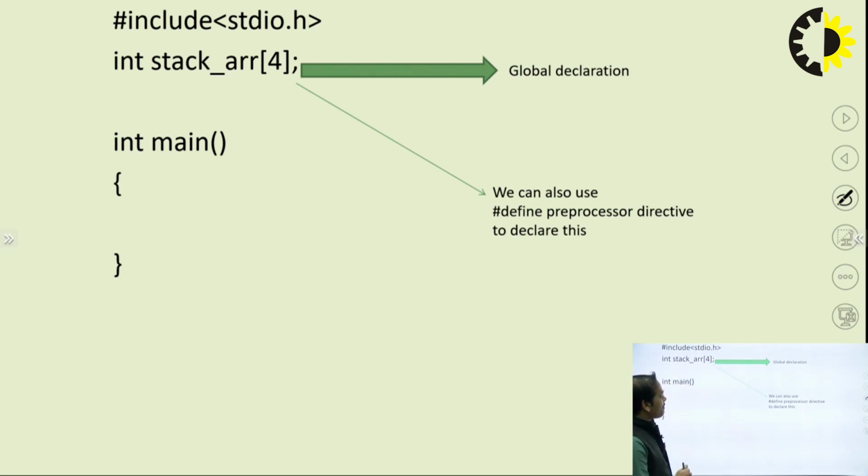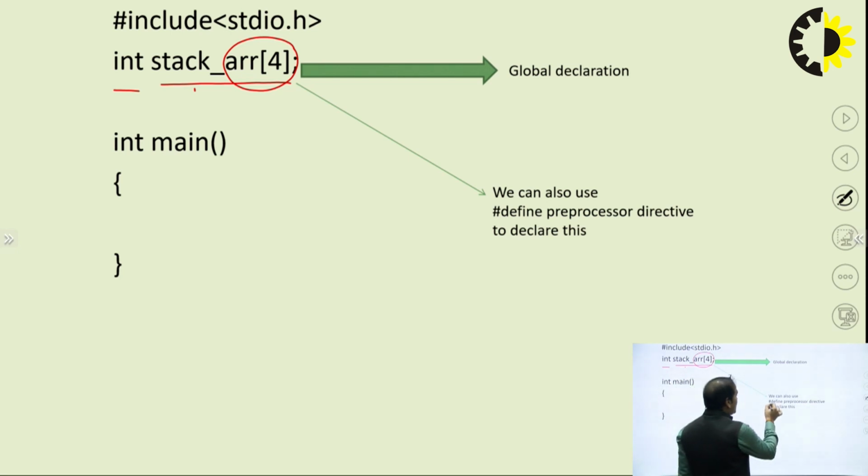Now this is the part where we discuss how programming is done in case of a stack. We take a header file, #include <stdio.h>, and the second one is int stack_arr[4]. This is the size of the array. That means the size of the stack, the maximum size of the stack is 4, and this type of declaration is called global declaration. We can use it in this place, or we can use a second type of declaration like the #define preprocessor directive.